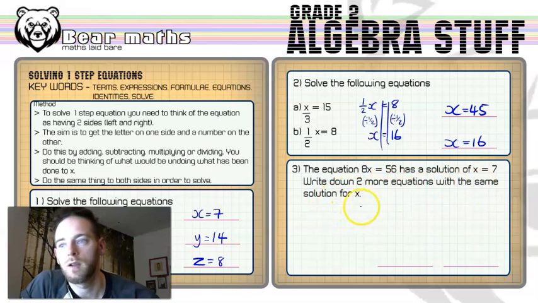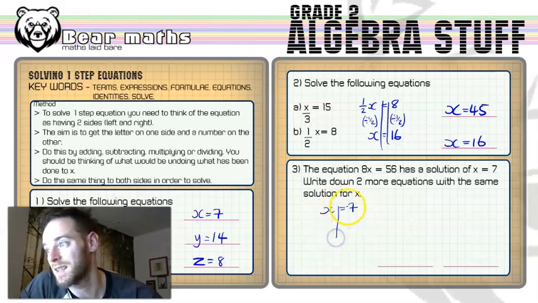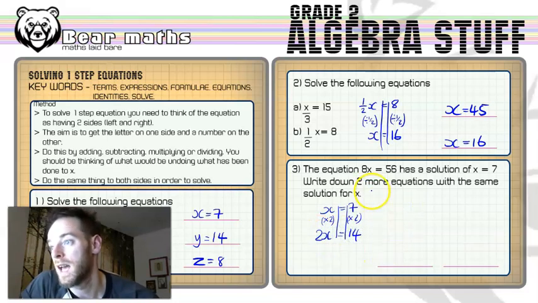The simple way that you could do this is start with x equals 7, and then decide to do anything to x and anything to 7, but it has to be the same thing that you do. So if you multiply both sides by 2, you get 2x equals 14. That's the most simple thing that you could do, and that would be an equation you could write down that would have a solution of x equals 7.